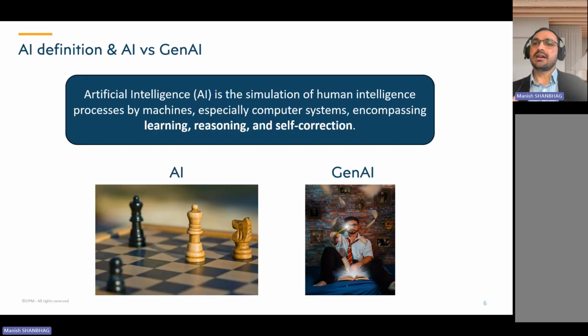To give you a short difference between Gen AI and AI, purely in terms of definition, we know AI, artificial intelligence, is the simulation of human intelligence. It encompasses three main things: learning, reasoning, and self-correction.